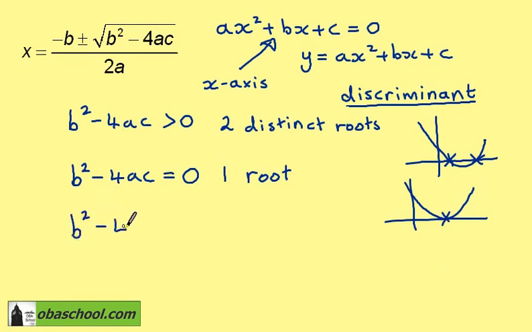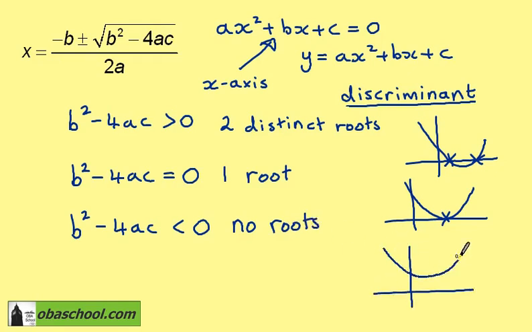If b squared minus 4ac is a negative number, we cannot take the square root of a negative number, so we get no solutions, no roots for our equation, and therefore the curve cannot cross the x-axis.